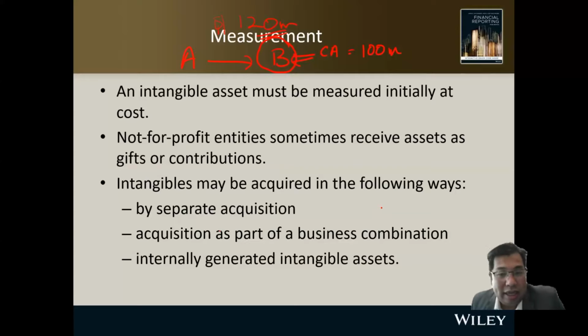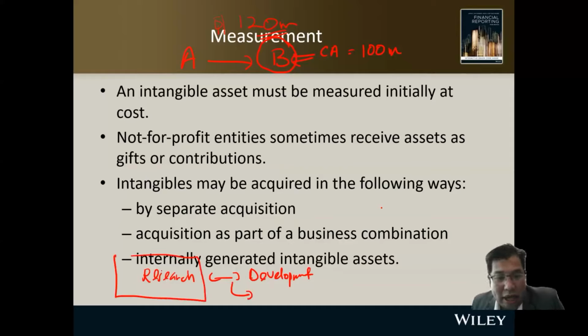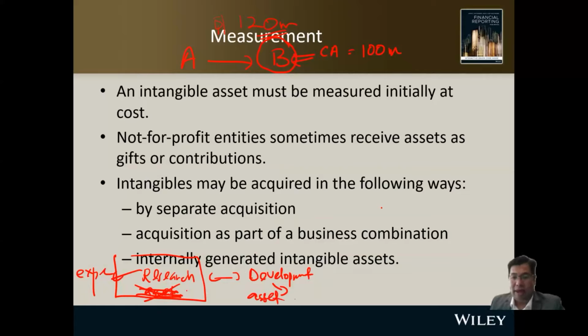So this is the internally generated asset, not the plastic, but the technology, the knowledge. We have two components there. Number one is research. The second one is development. Research means you develop the research, and then the next step you develop the product. In accounting, research cannot be capitalized. It's not an asset. It goes as your expense. Whereas development, if it meets the criteria, then you can put it under your assets.